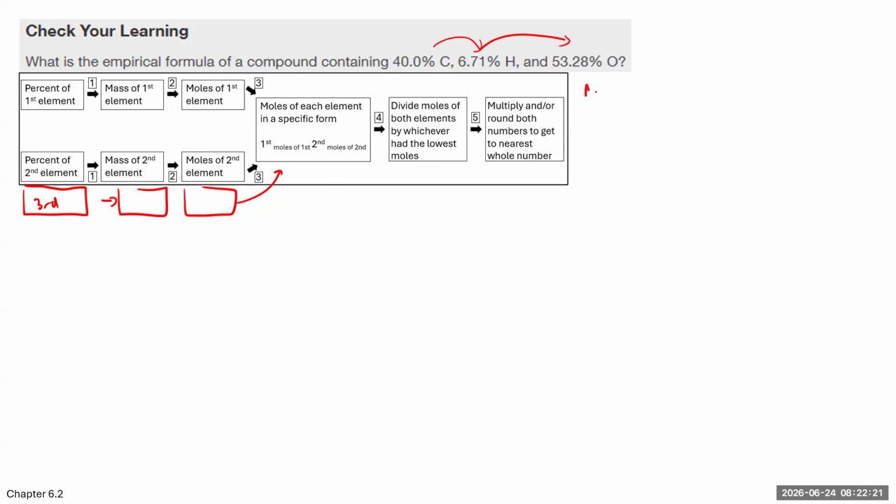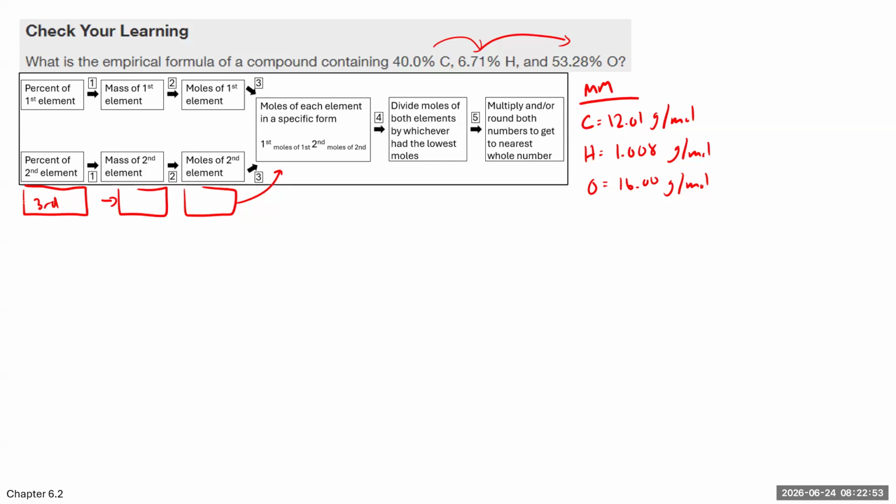Molar mass, carbon, 12.01 grams per mole. Hydrogen, again, these are off your periodic table, 1.008 grams per mole. Oxygen, 16.00 grams per mole. All right. So let's take care of that.